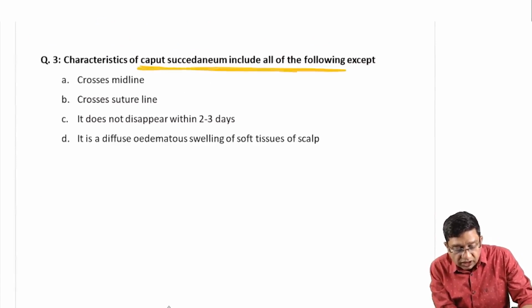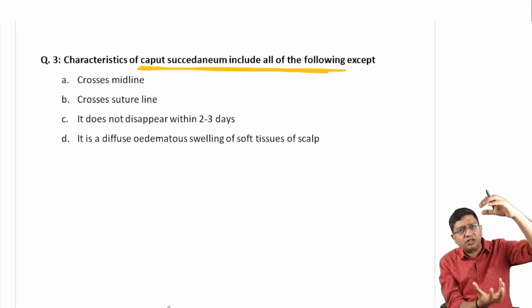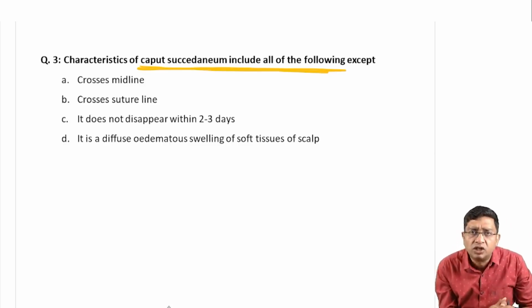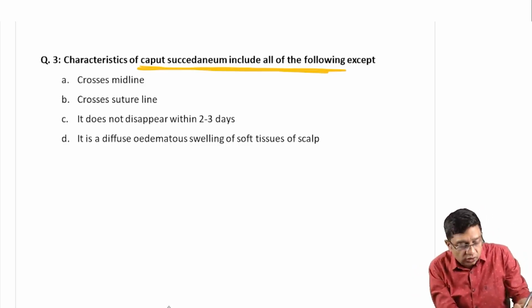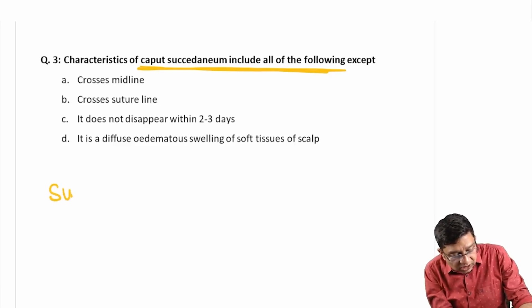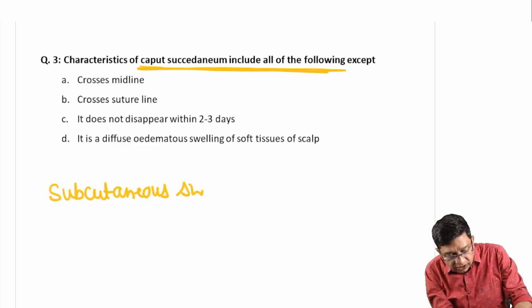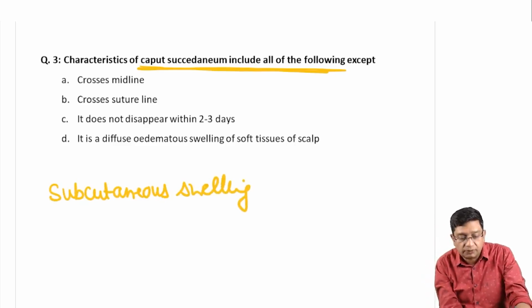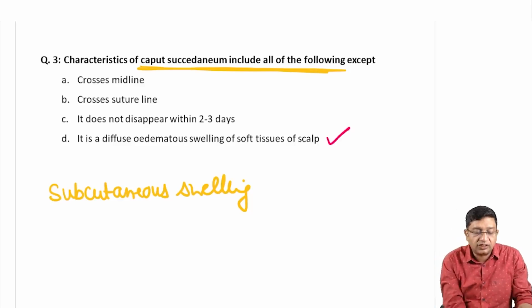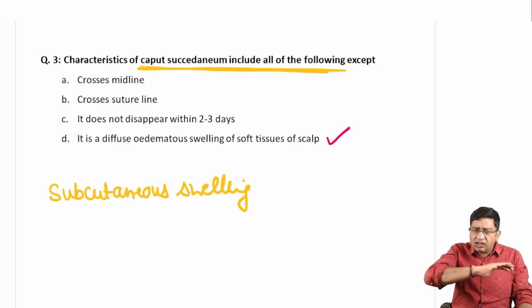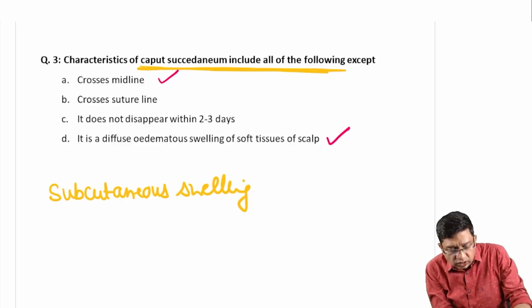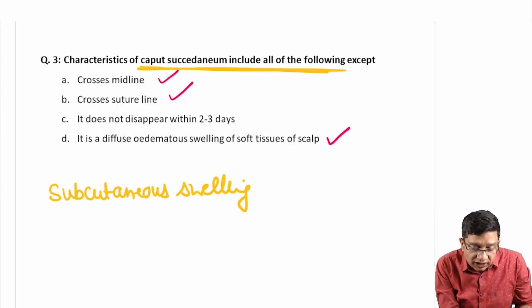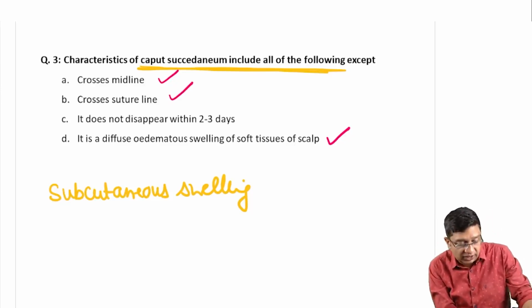We are talking of the caput. A child was suspended in the vertex, face or brow presentation for long, and due to gravity the fluid settled down, right? So this basically is a subcutaneous swelling. It is a diffuse edematous swelling, and anything which is superficial can cross the suture line and can cross the midline. So this definitely can cross the suture and midline.